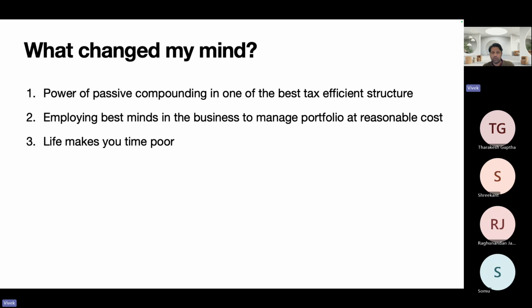The other thing is that a lot of these mutual fund managers are very experienced in the investment management field, so you are employing the best minds in that space. The third thing is that as life happens, a lot of times you become time poor. Active direct equity investment, at least for me, was very time consuming. So I wanted to go a little bit passive by employing some of these mutual fund managers to look after my money. Those were the three key reasons that pushed me towards mutual funds.